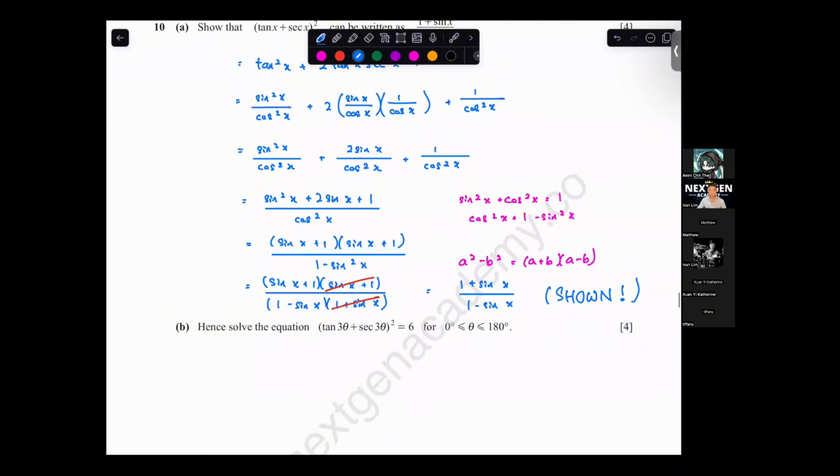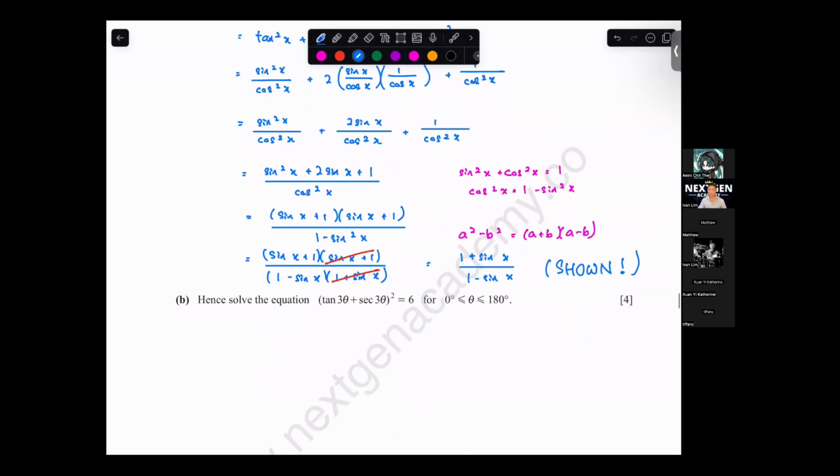Okay, let's go to question B. Hands and legs. Hands means you're going to use the previous question, solve this equation. 100% a question that will come out is trigonometry solving. At least one question will come out. So from the first question, how are we going to rewrite this?